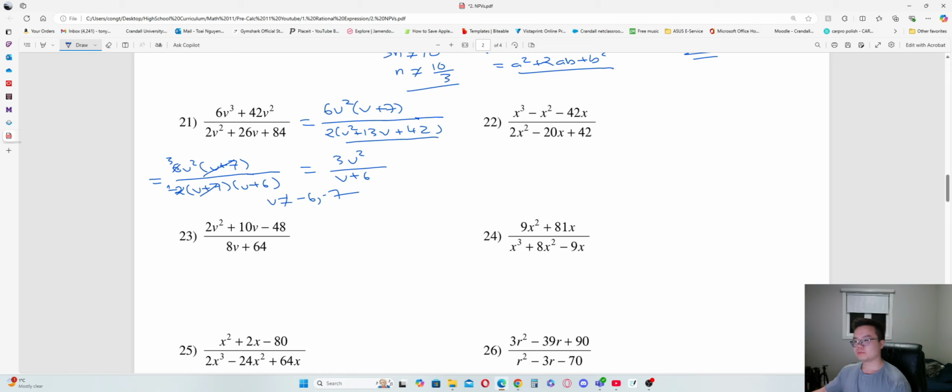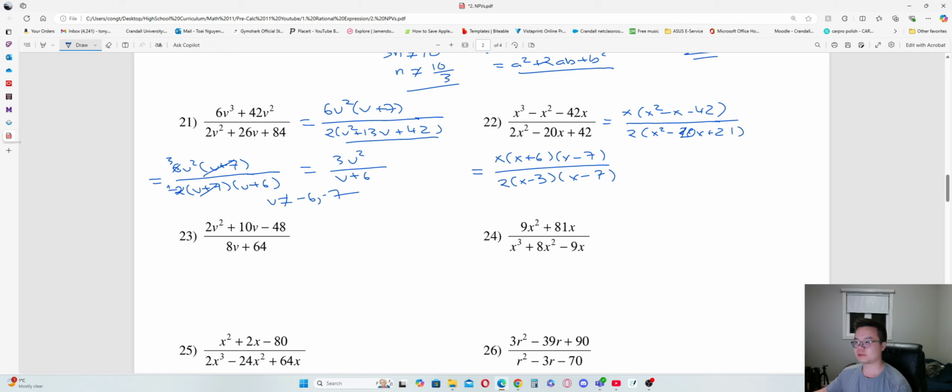Question 22. Let's bring the x out. So I'll have x squared minus x minus 42. And then 2 is x squared minus 10x plus 21. Then we need to factor further. Then I will have the top one is x plus 6 and then x minus 7 over 2 times x minus 3 and then x minus 7.